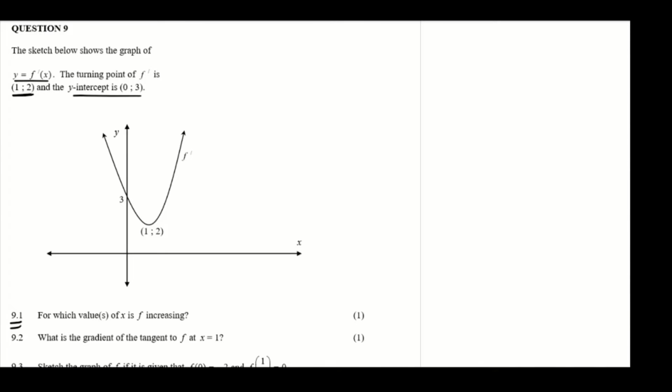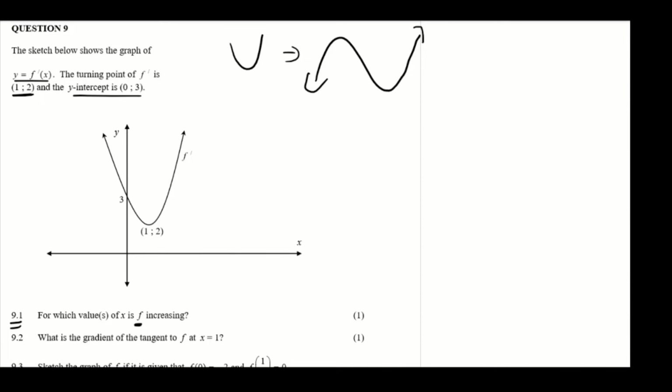9.1 asks: for which values of x is f increasing? They're talking of a cubic function, not necessarily this parabola. Since this parabola is a smiley face, it means that our cubic function increases, decreases, and increases. So we want to identify the values of x when our cubic function increases. How are we going to determine that?